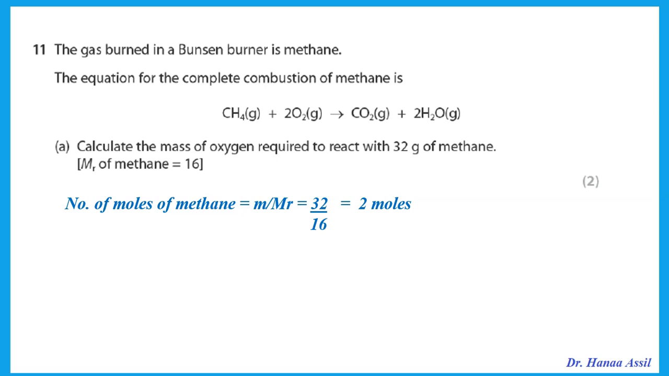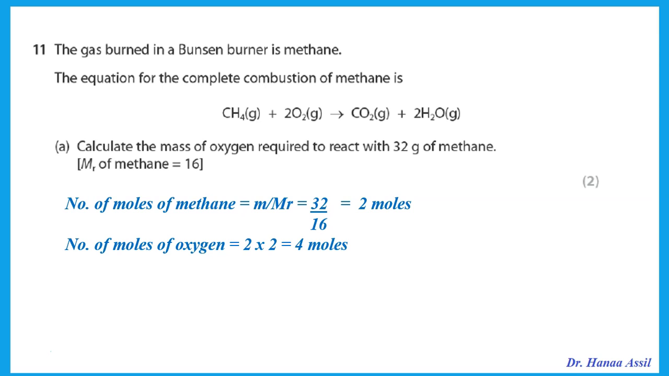Now, we are asked about what? About oxygen. I go to the equation. The equation states that if I have 1 mole of methane, it reacts with how many moles of oxygen? 1 reacts with 2, and that means that the number of moles of oxygen is actually twice that of methane. So if methane is 2, that means the number of moles of oxygen is 4.